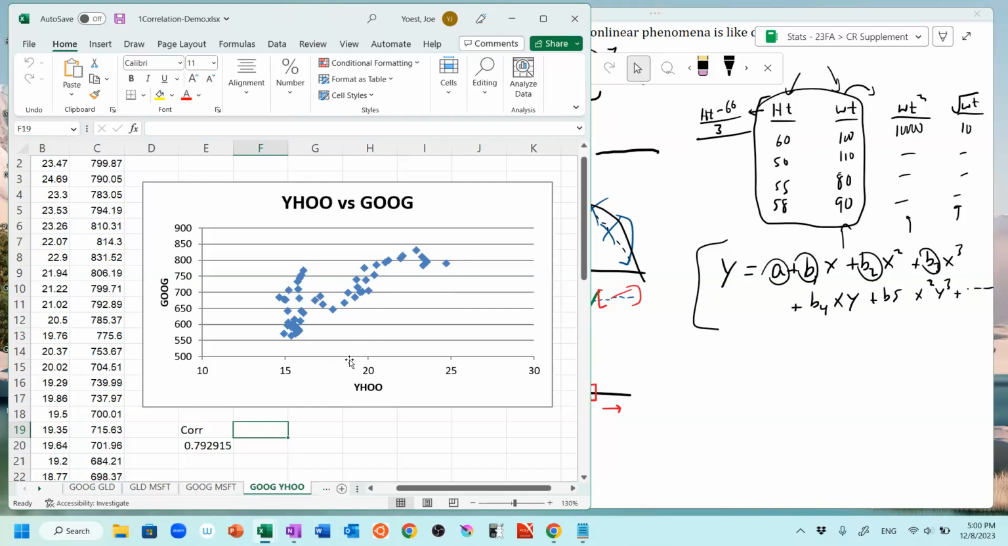And if I thought that Yahoo was low, let's say something like 17 or 18, let's kind of ignore this little left endpoint down here at 15, but say 17 or 18. In that case, I would guess that Google's price was a little lower than typical, 650 to 750 or something like that.